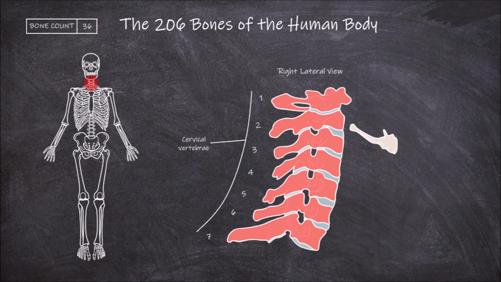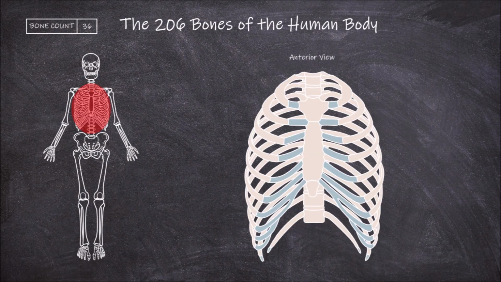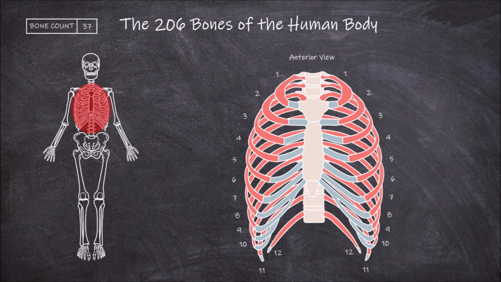If we now move on to the bones of the rib cage, we get the next 25 bones. First we have the sternum bone. This takes us up to 37 bones. Next are the 24 rib bones. 12 are found on each side of the rib cage. This now jumps our total up to 61 bones.